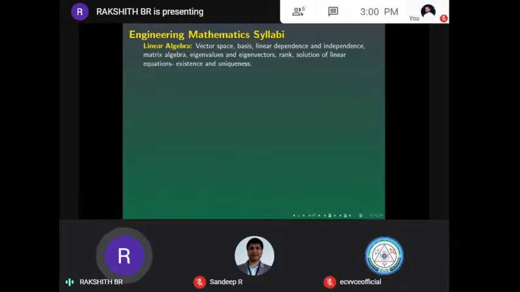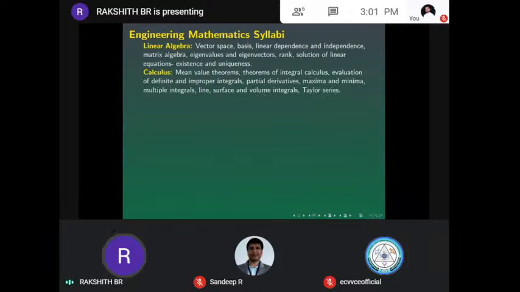The very first topic is linear algebra. Under this, we have vector spaces, basis, linear dependence, independence, matrix algebra, eigenvalues, rank, and solution of linear equations and its existence and uniqueness. And the second topic is calculus. Under this we have the mean value theorems, maxima, minima, surface integrals, Taylor series, partial derivatives. All these things come under the topic calculus.